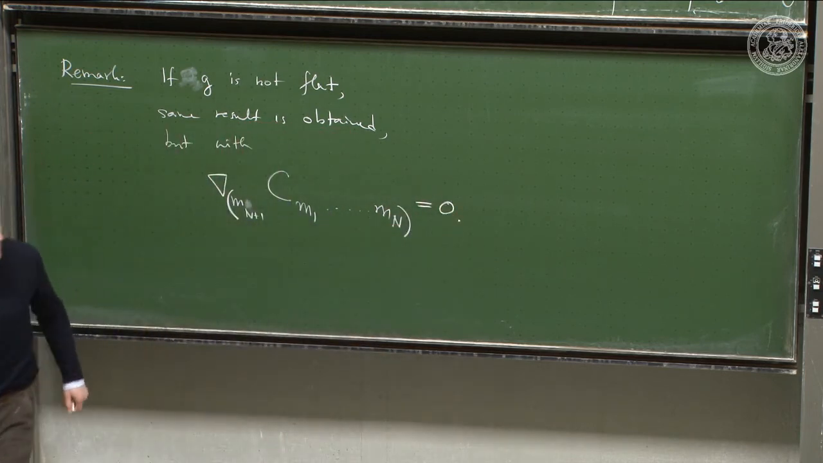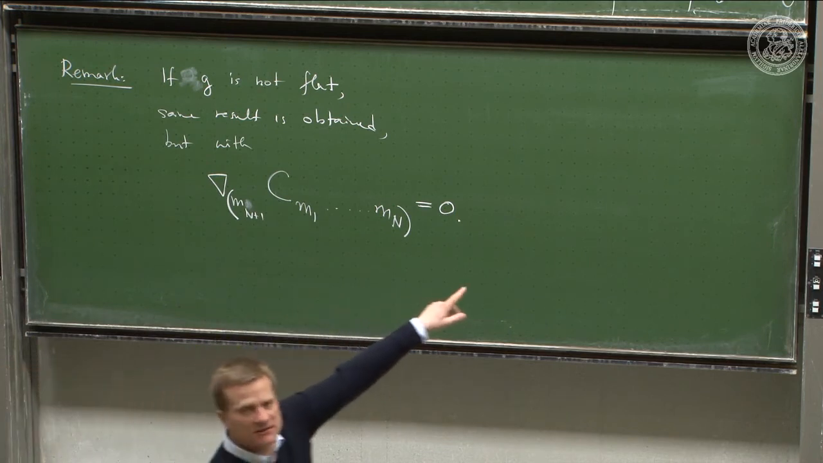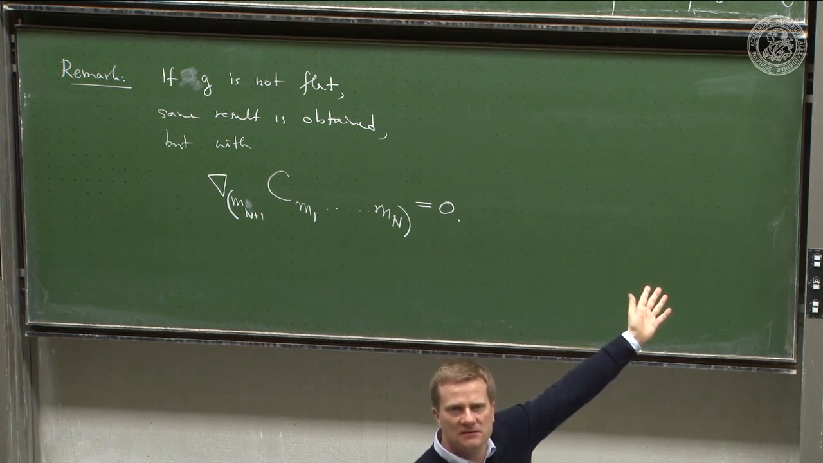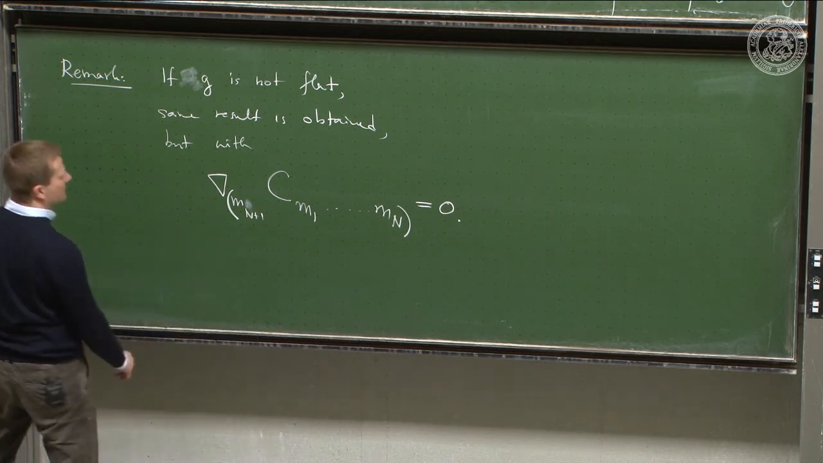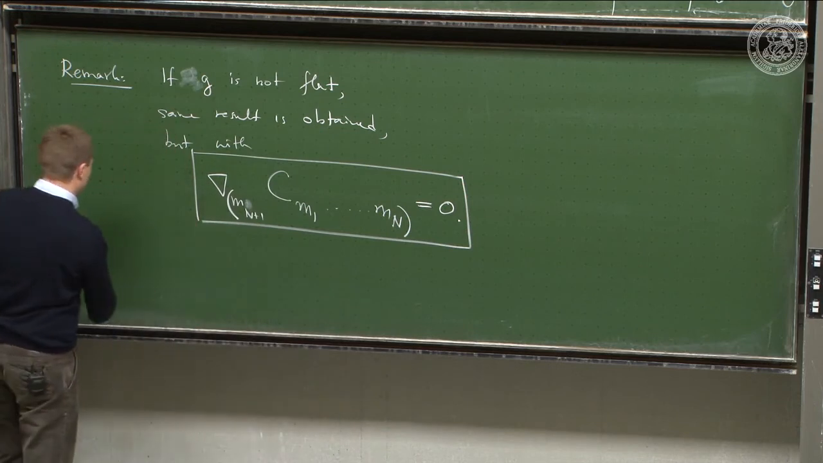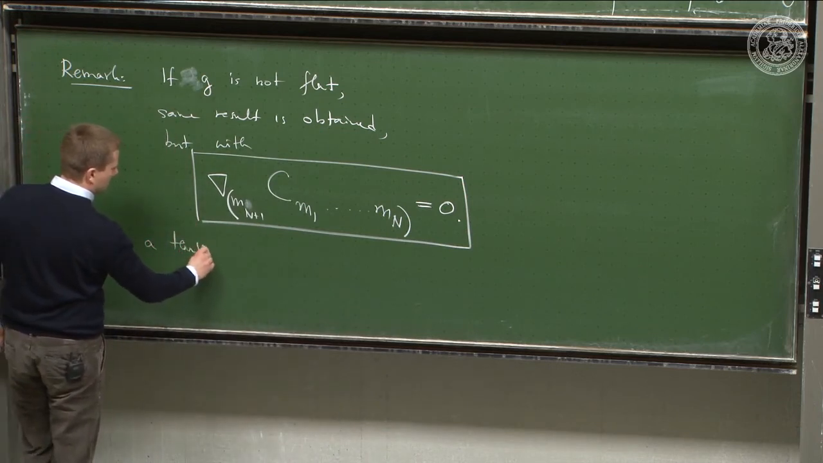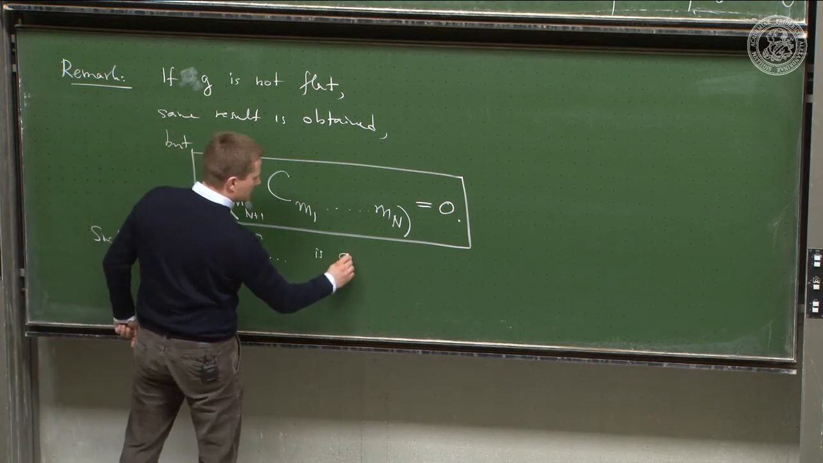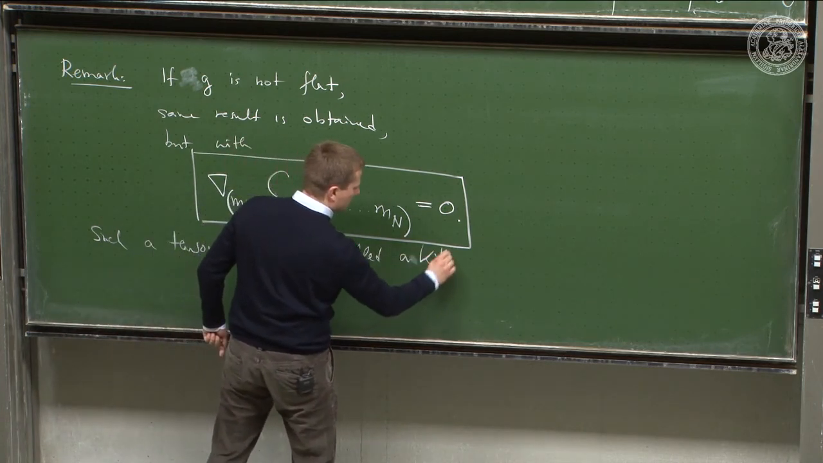So you replace the partial with a covariant derivative, right? And you see on the potential it doesn't matter because the potential is just a function on the Q space, right? So there you can leave the partial, but here you need the covariant derivative. And such a tensor C with these many indices is called a Killing tensor.